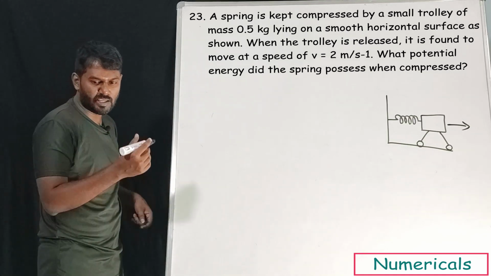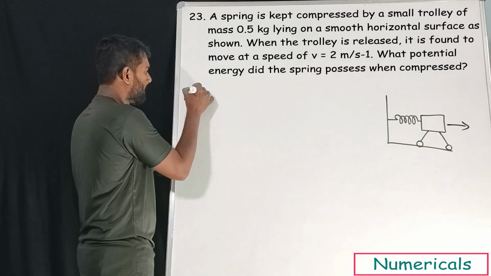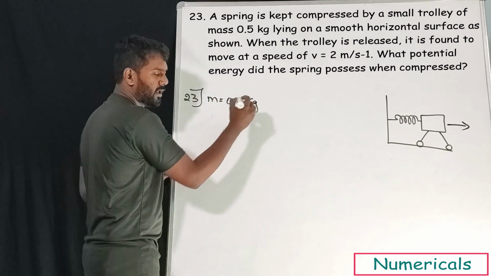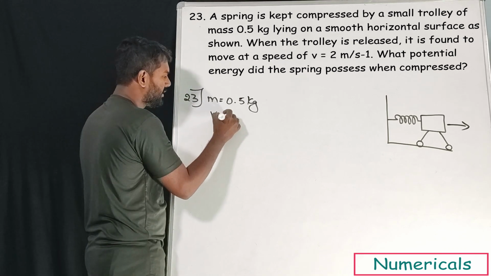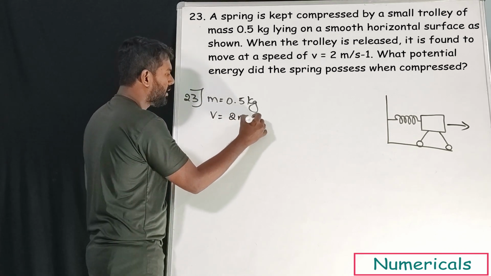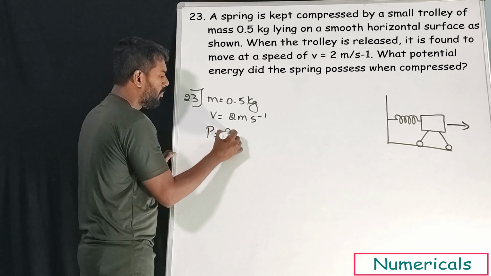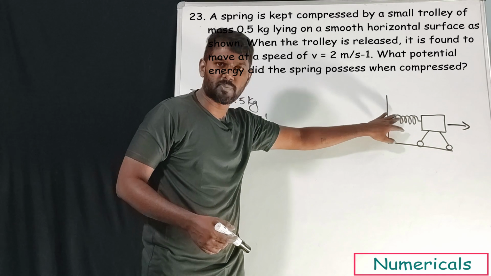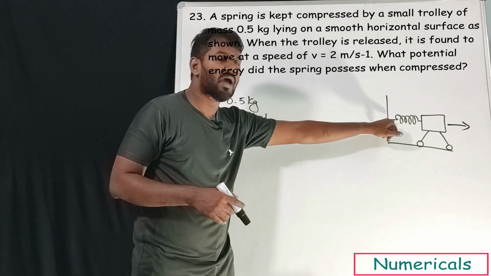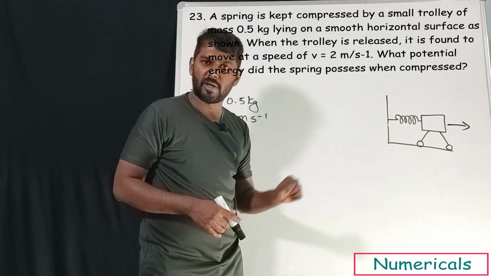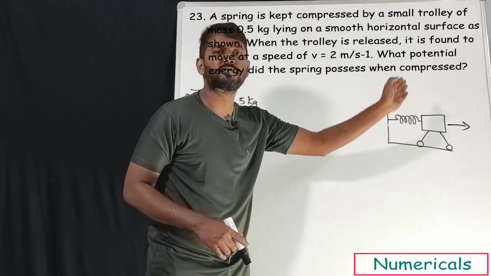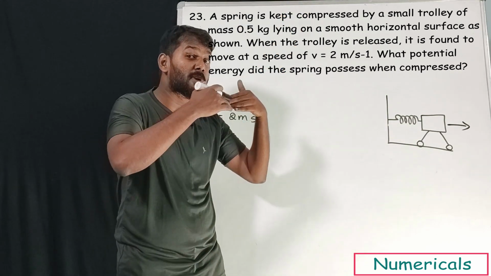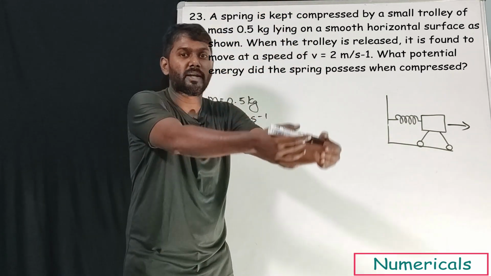First we will write the given data. Mass is equal to 0.5 kg. Then the velocity is given, that is nothing but 2 meters per second. We have to find the potential energy. When the trolley is used to compress the spring, some energy will be stored in the form of potential energy in this spring, right? Now, when this trolley moves away, this potential energy will be converted into kinetic energy. The complete potential energy will be converted into kinetic energy.